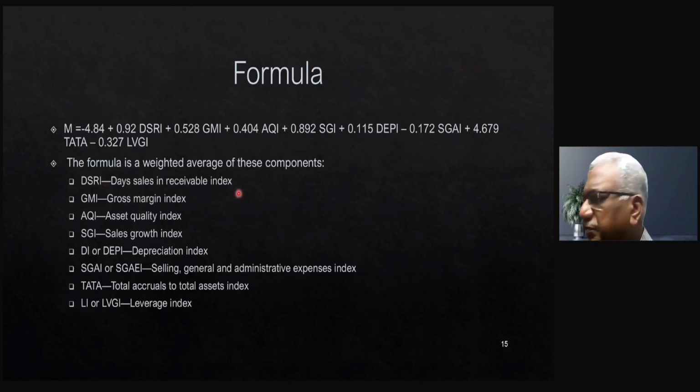Days sales in receivables index, GMI, gross margin index. The names are American, but we can change them. Asset quality index. Basically, index means nothing, just ratios. Sales growth index and so on.